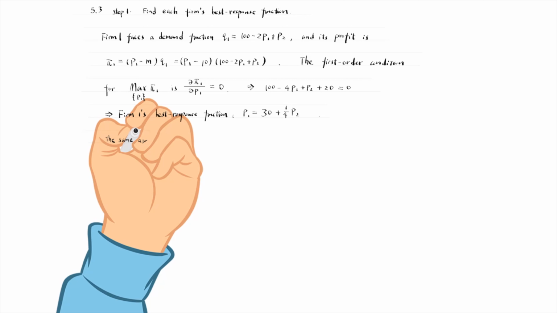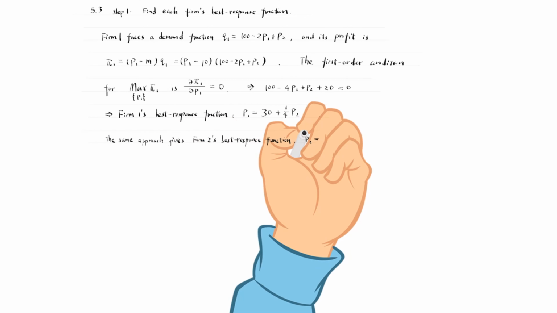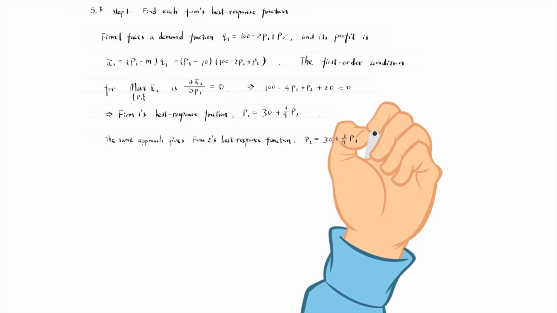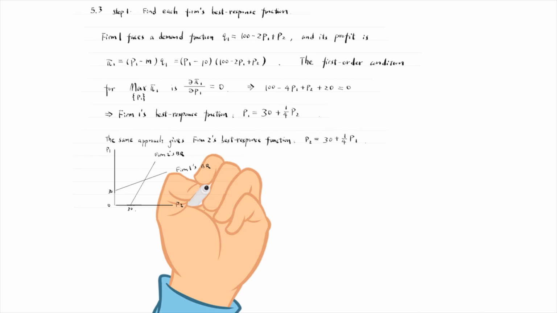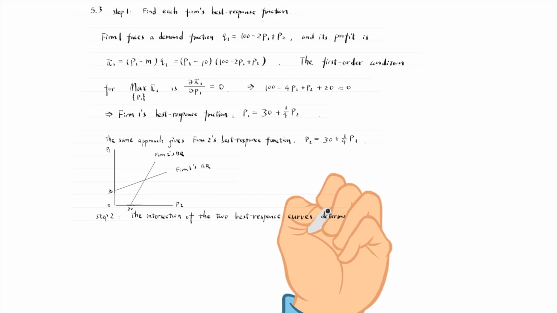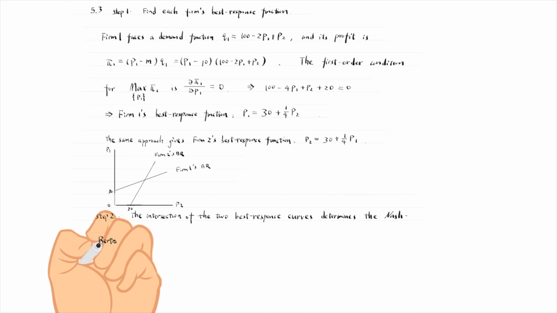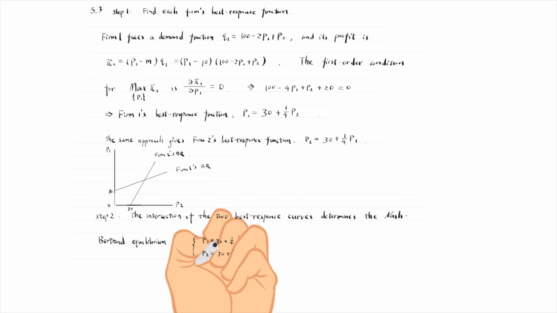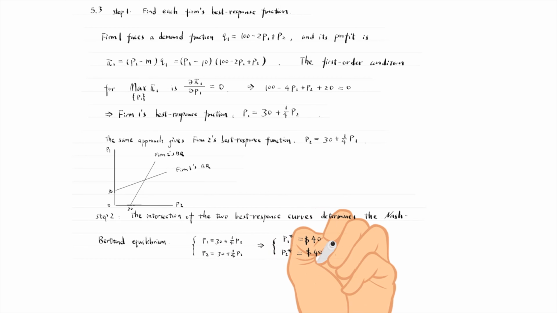The same approach gives firm 2's best response function. We can plot the best response curves in the graph. The curve describes the relationship between prices and has a positive slope. In the second step, the intersection of the two best response curves determines the Nash-Bertrand equilibrium. Solving the two best response functions simultaneously, we obtain the Nash-Bertrand equilibrium prices for the two firms.